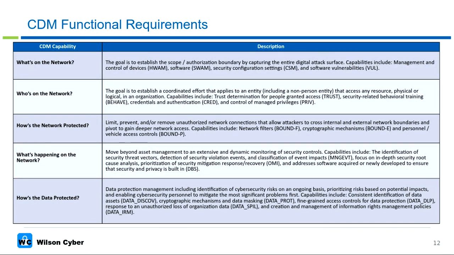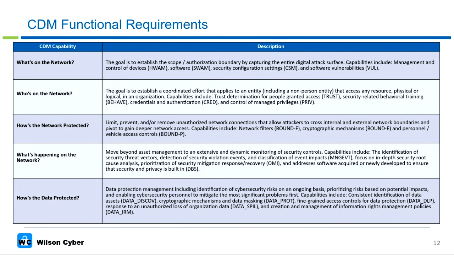Next is what's happening on the network, where we move beyond asset management to an extensive and dynamic monitoring of security controls. Capabilities, the identification of security threat vectors, detection of security violation events, and classification of event impacts, manage events, focus on in-depth security root cause analysis, prioritization of security mitigation, response, and recovery, which is operate, monitor, and improve, and address software acquired or newly developed to ensure that security and privacy is built in, design and build in security.